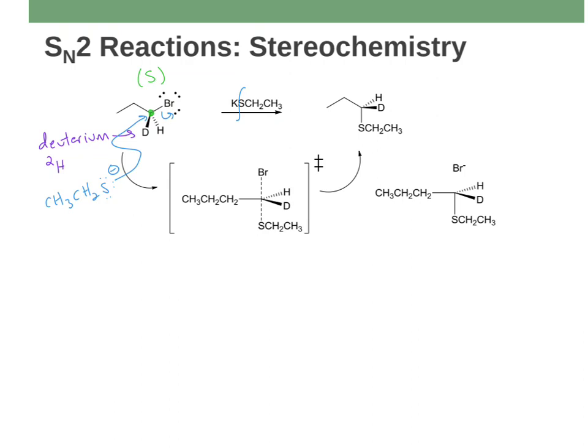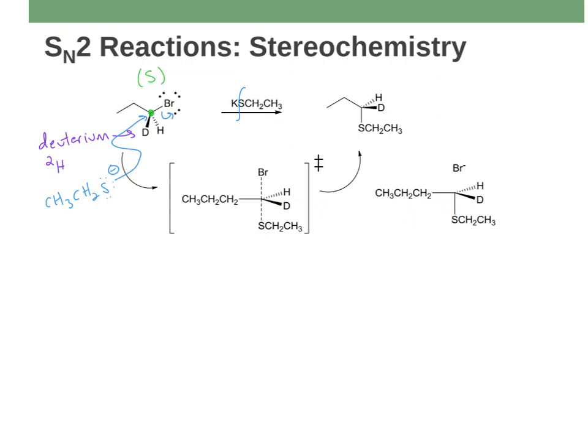When I do the backside attack, I get this transition state, where the sulfur group is coming in from the opposite side of that bromine. Remember, what's happening here is that this bond down here is being made and this one is being broken. Right after this, the molecule is going to look like this, where I've just made that new bond with the sulfur, and then the bromide gets released.